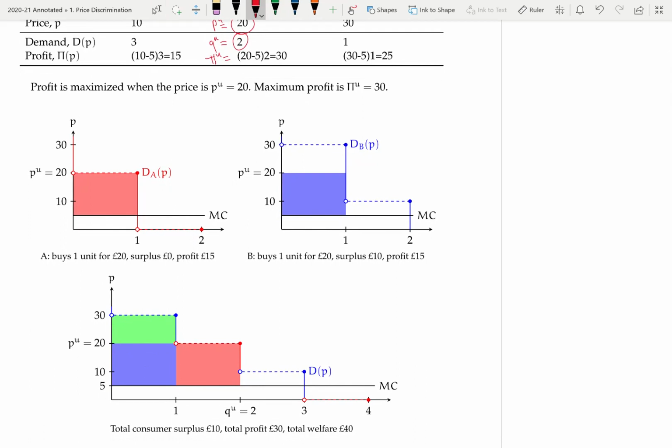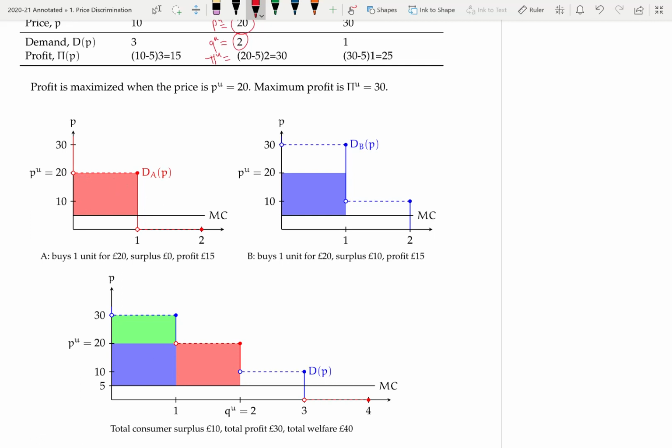Now I've colored these different areas because one of these units is sold to buyer A and one is sold to buyer B. So buyer B, they will buy 1 unit at a price of 20, and this will be the profit from that unit, and this is on the diagram here. And then buyer A, similarly, we have this red area over here. And so those 2 areas add up to 30, each one is 15.